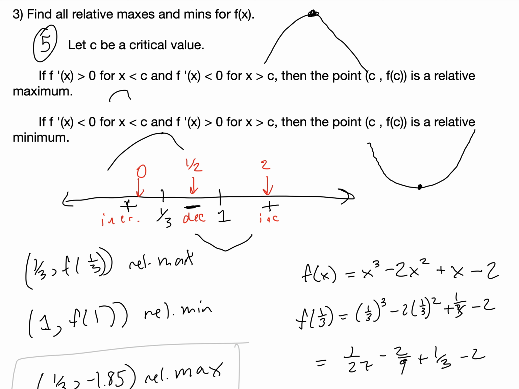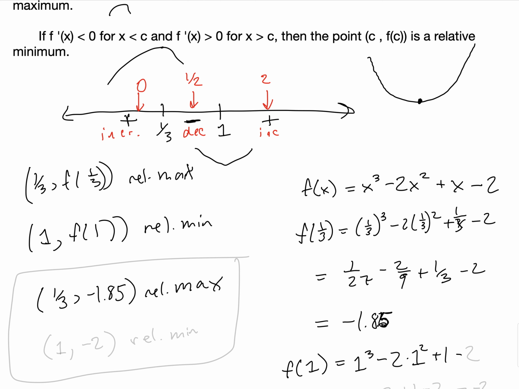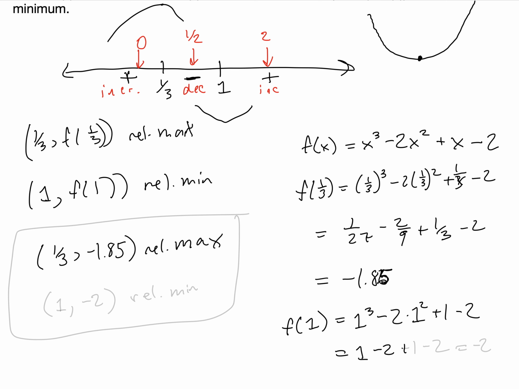And f of 1 we would have 1 cubed minus 2 times 1 squared plus 1 minus 2. So that's 1 minus 2 plus 1 minus 2. And that would give us a negative 2 when we simplify that. So we've got (1, negative 2) is a relative minimum.